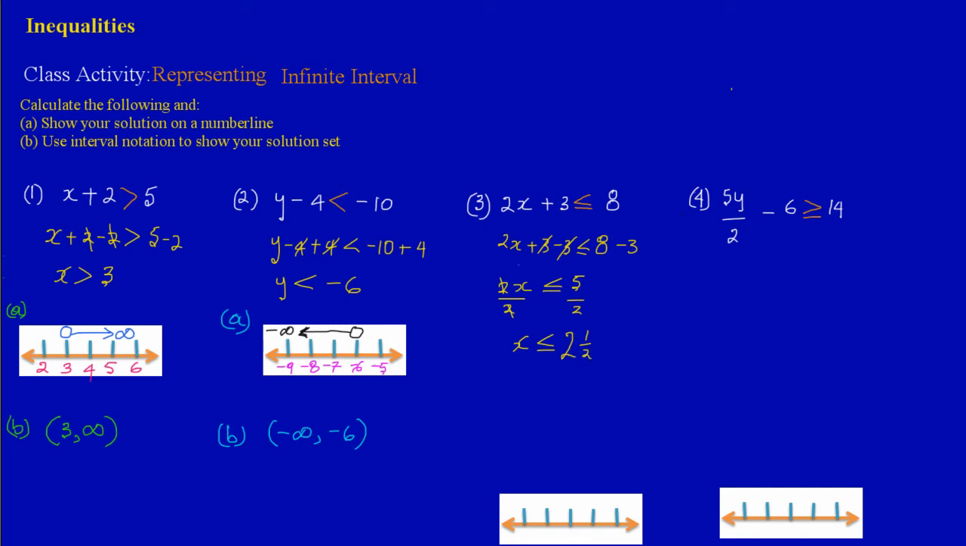Now, yes, we can graph this on a number line quickly. So let me pull up my number line. Okay, quickly.